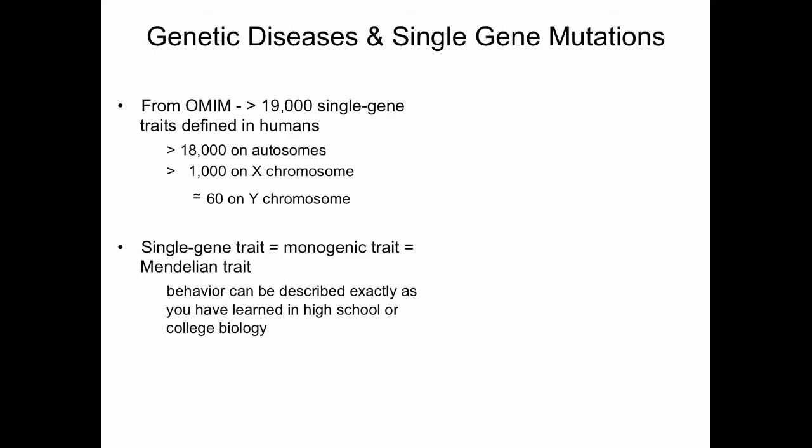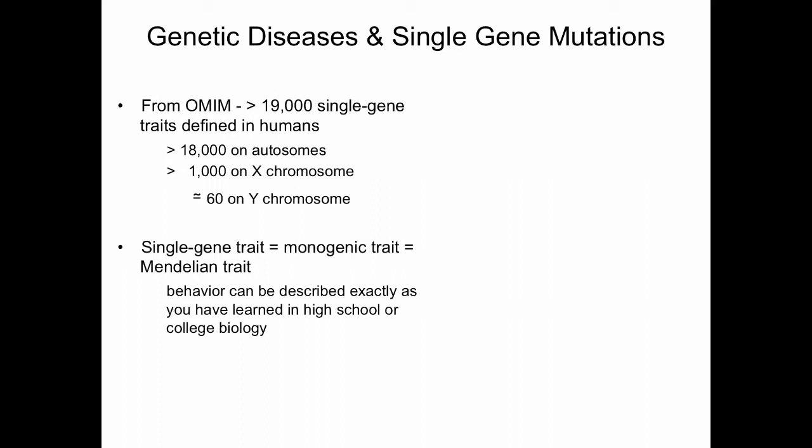If you consider genetic diseases in relation to single gene mutations, from the Online Mendelian Inheritance in Man, we know that there are something like 19,000 single gene traits that are defined in humans. There are more than 18,000 of these single gene traits on autosomes, perhaps 1,000 or more on the X chromosome, with maybe only 60 or so on the Y chromosome.